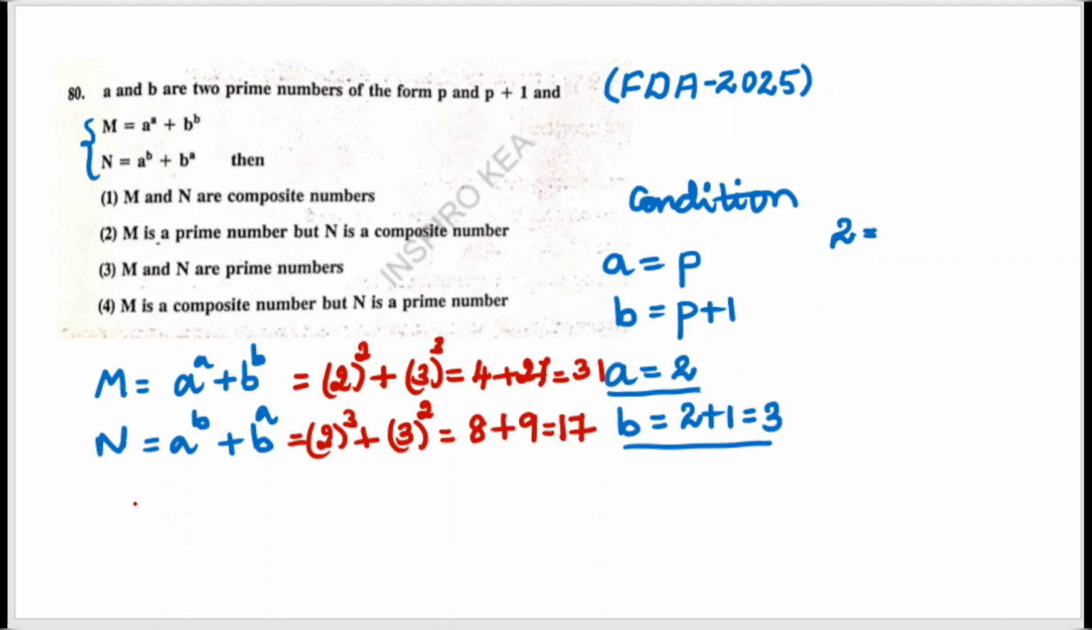So we got M value to be equal to 31 and N value which is equal to 70. Yes, we got the two numbers. Now look at the options what they are asking. M and N are the composite numbers. M is a prime number but N is a composite number. M and N are prime numbers. M is a composite number but N is a prime number. This is what the options are.